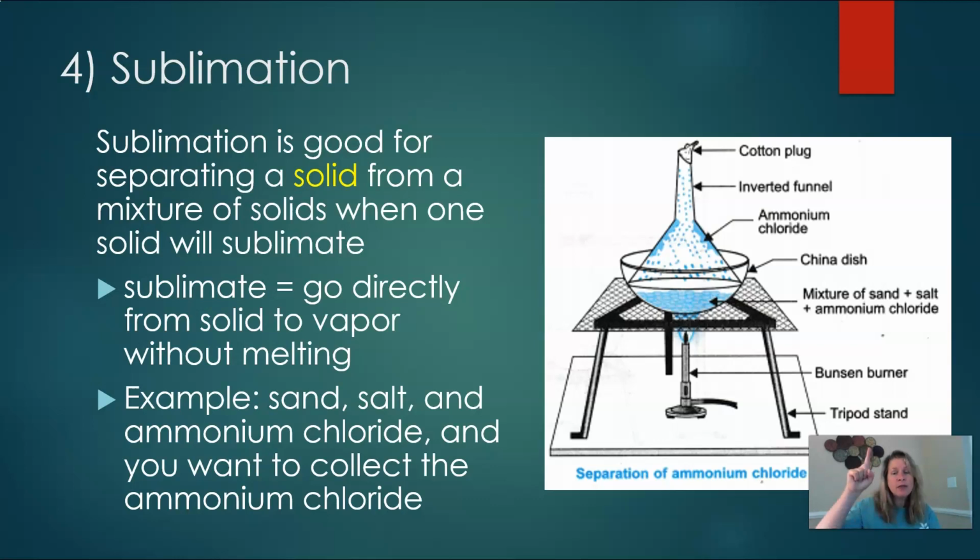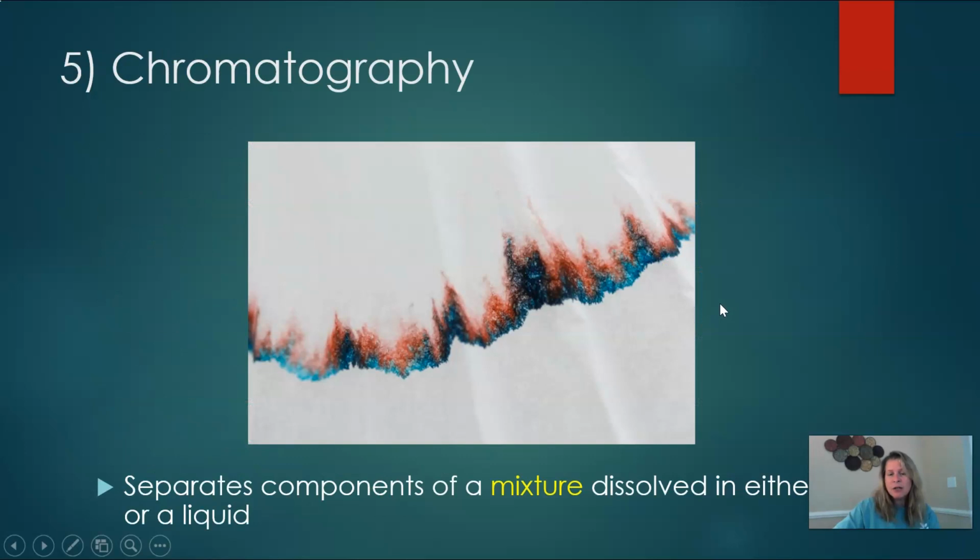It'll go directly to the vapor phase. And then we have the vapor phase that would be caught in the funnel here, and it would be cooler temperatures up here. So then that vapor would start to deposit. We would have deposition, and we would collect solid ammonium chloride here on the edges of the funnel. And then what would be left behind would be the sand and the salt.